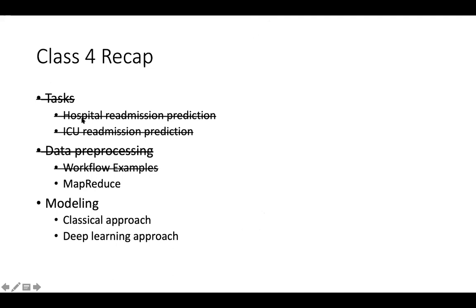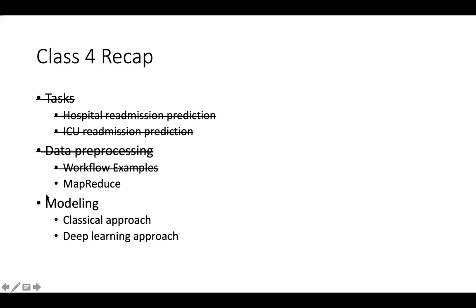And we've covered so far 2 prediction tasks, which are hospital readmission prediction and ICU readmission prediction. Then we took a look at the workflow example. So working with the actual raw CSV files, and if you wanted to do hospital readmission prediction or ICU readmission prediction, how you would approach the tables and which information you would extract from each table.